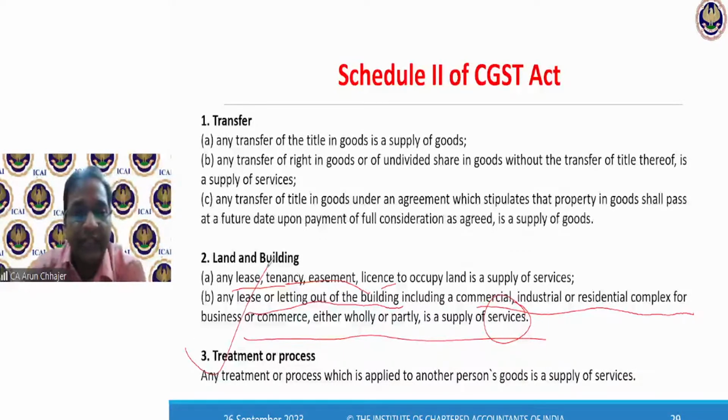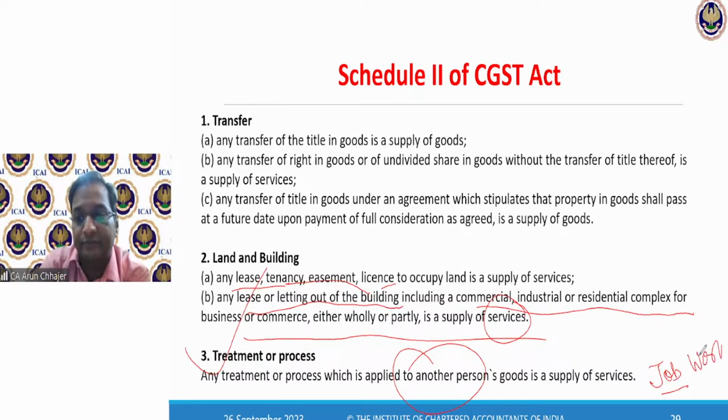Treatment or process. Any treatment or process which is applied on another person's goods is a supply of service. Example, job work. So Mr. A is a manufacturing entity of goods, let's say sari, and he has given the sari to Mr. B only for the job work purpose, embroidery, stitching purpose, and he is returning the goods to Mr. A. So who is the owner of the goods? Mr. A. But B is doing some treatment, some process on another person's goods, so that is job work, which is supply of service.